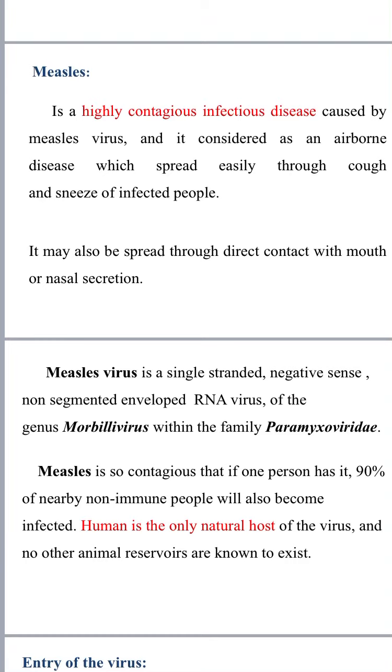Measles is so contagious that if one person is infected, 90% of the nearby non-immune persons may also become infected. Humans are the only natural host of the virus, and there are no animal reservoirs known to exist.